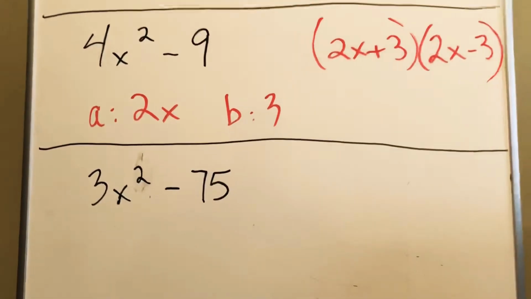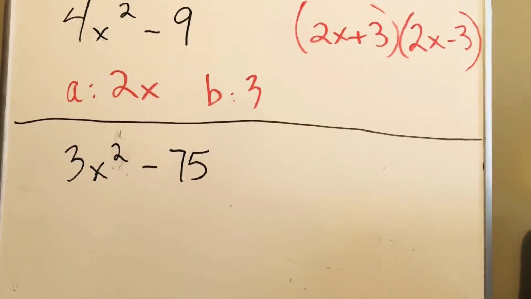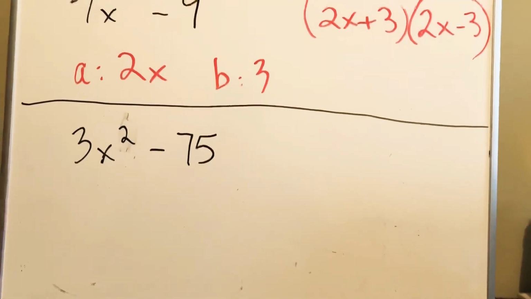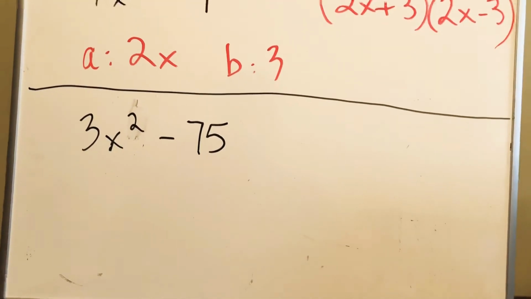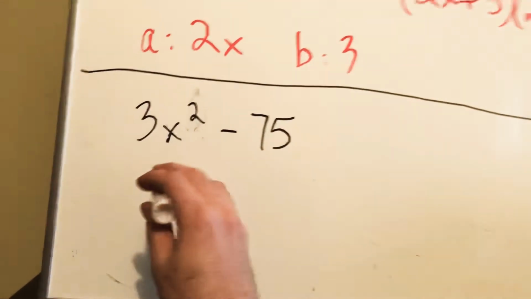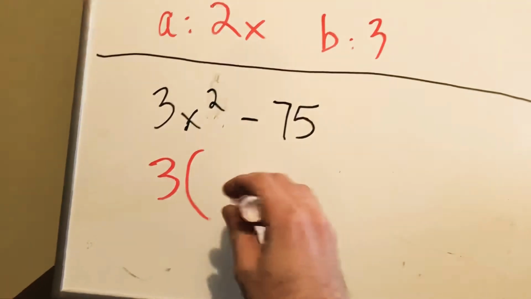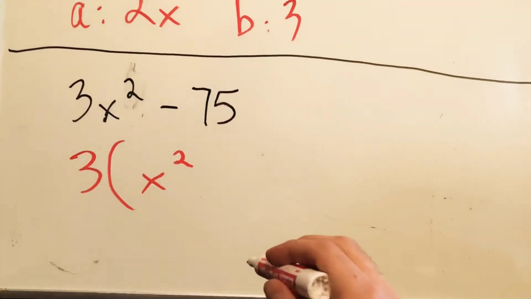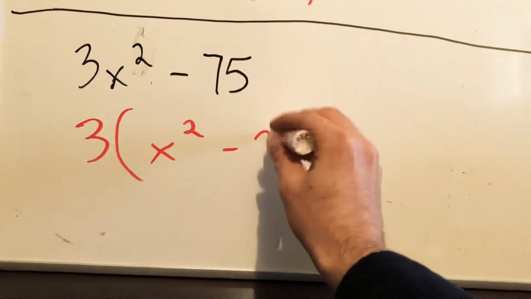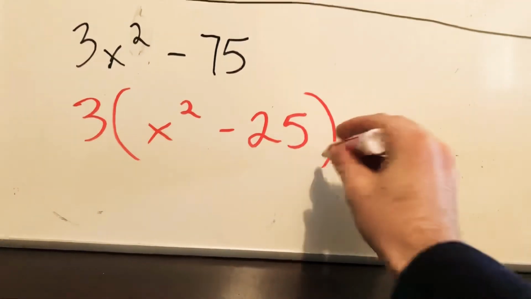Last one. Let's factor 3x squared minus 75. I'm going to look for a GCF, and this time I can factor out a common factor of 3. If I take out 3 from 3x squared, I'm left with x squared. If I take out 3 from negative 75, I have minus 25. But we're not done yet.